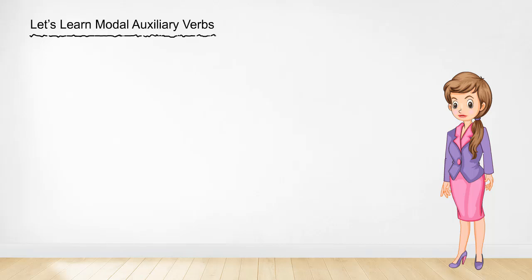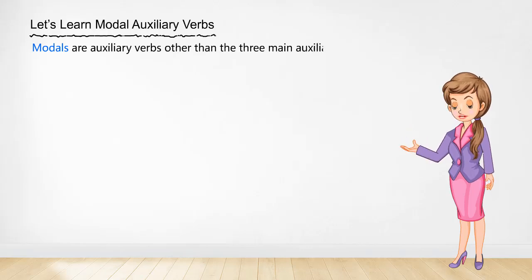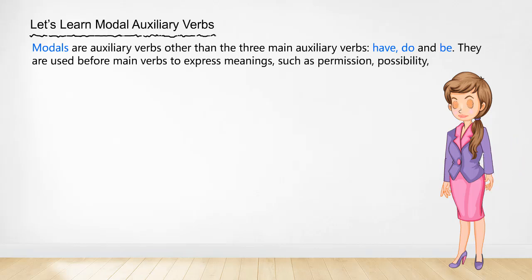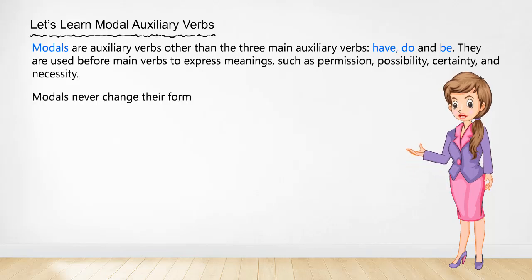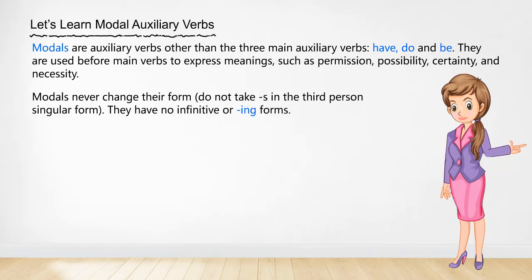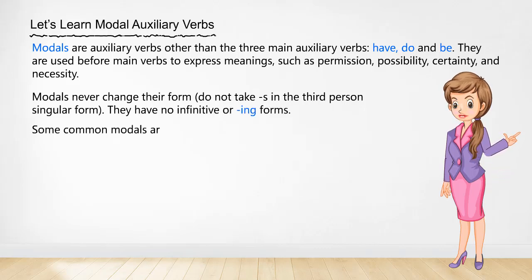Let's learn modal auxiliary verbs. Modals are auxiliary verbs other than the three main auxiliary verbs, have, do, and be. They are used before main verbs to express meanings such as permission, possibility, certainty, and necessity. Modals never change their form and do not take s in the third person singular form. They have no infinitive or ing forms. Some common modals are can, may, could, might, will, shall, should, would.